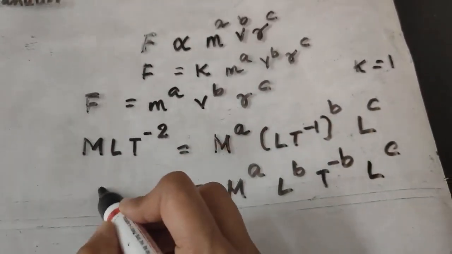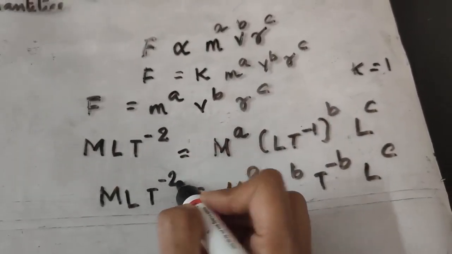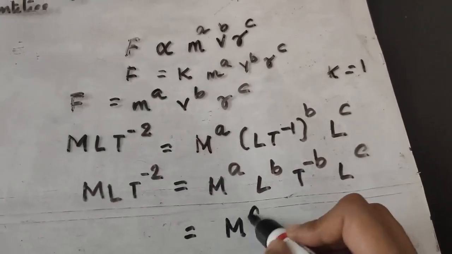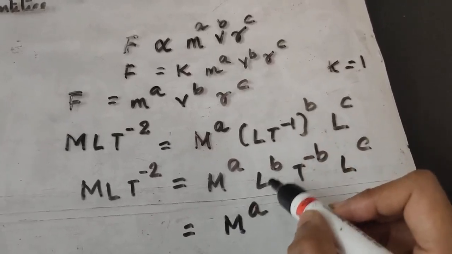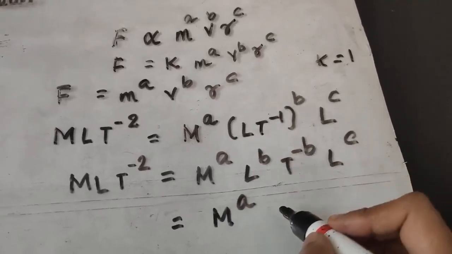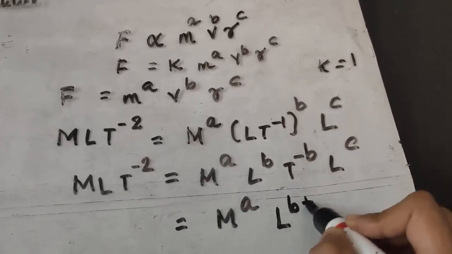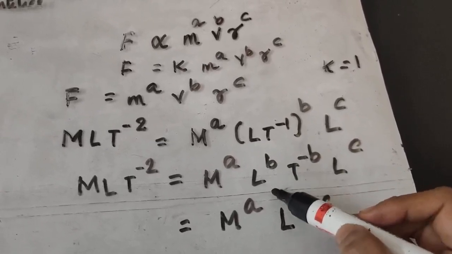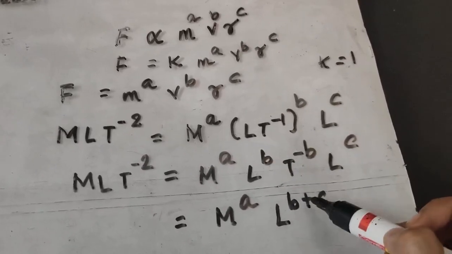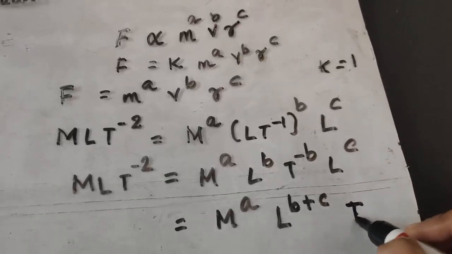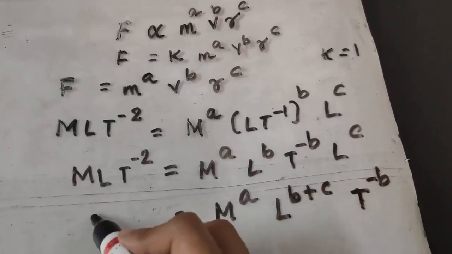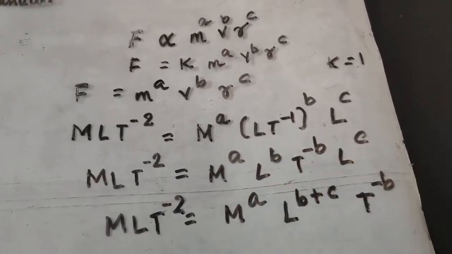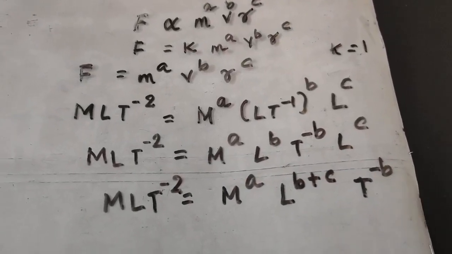On the left hand side it is M L T raised to minus 2. So this is equal to M raised to A. Here we have L raised to B into L raised to C. What is that? L raised to B plus C, since A raised to M into A raised to N is A raised to M plus N. So L raised to B into L raised to C is L raised to B plus C, and T raised to minus B. That is equal to M L T raised to minus 2. So now we got this equation.